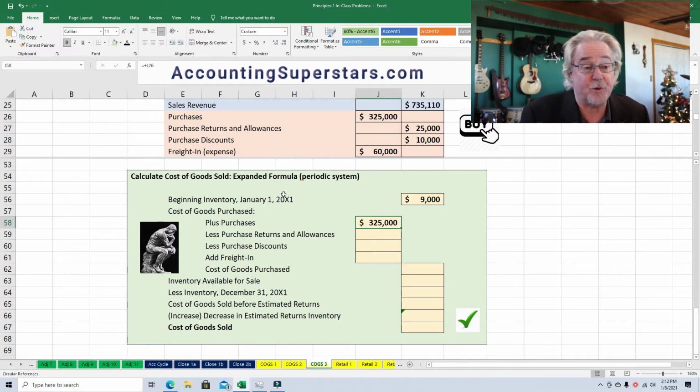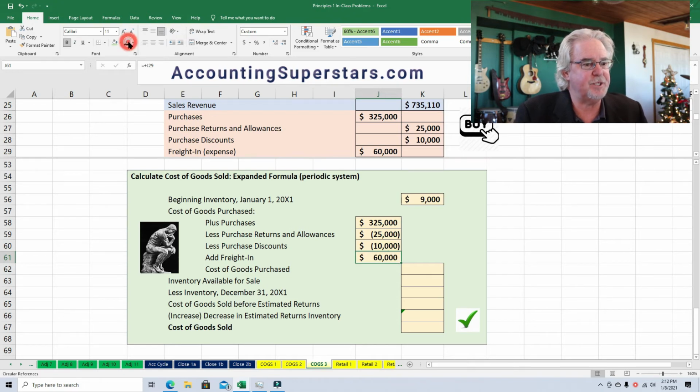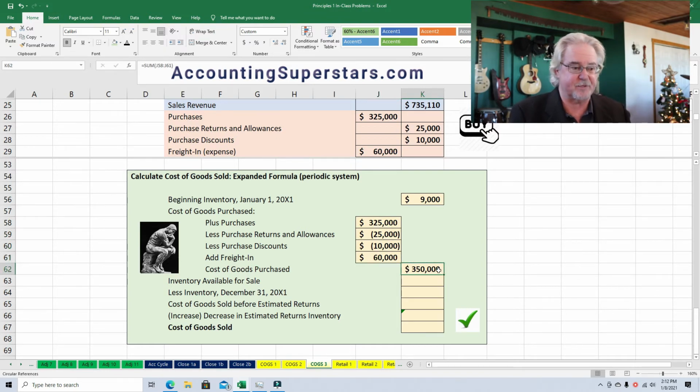And then we're going to subtract away purchase returns and allowances. Here we are, subtract away that $25,000, and we're going to subtract away those discounts that we got. It's very important to take advantage of those discounts. They are well worth it. And then we're going to add in the freight, the shipping cost. And this is just going to be a little subtotal here. All we're going to do is take the 325 minus away 25,000 minus away 10,000, add 60,000, you get 350,000. So that's the net amount purchased.